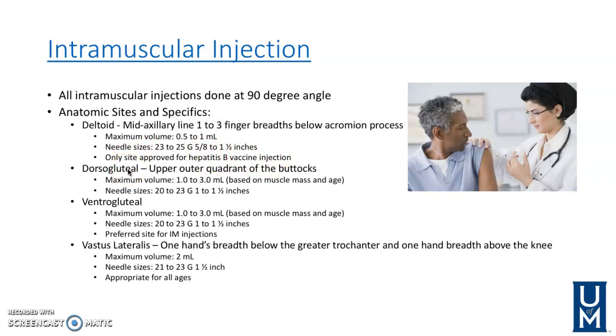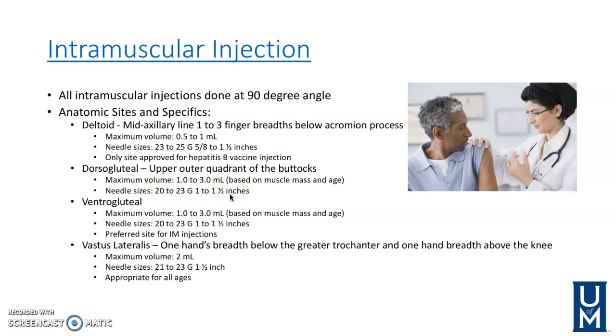Then we have our dorsogluteal site. This is the upper outer quadrant of the buttocks, and this can actually hold up to 3 mLs. So a good site if you have to give a lot of medicine in this area. We're going to go with a little bit bigger of a needle and then a little bit longer, right? Because we have more fatty tissue we have to get through.